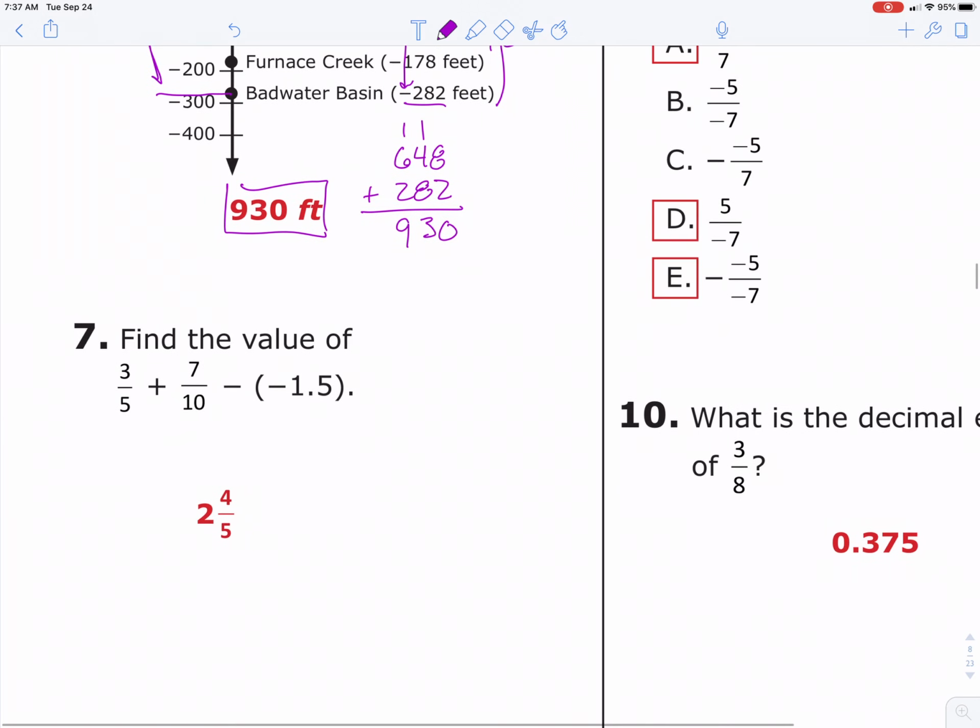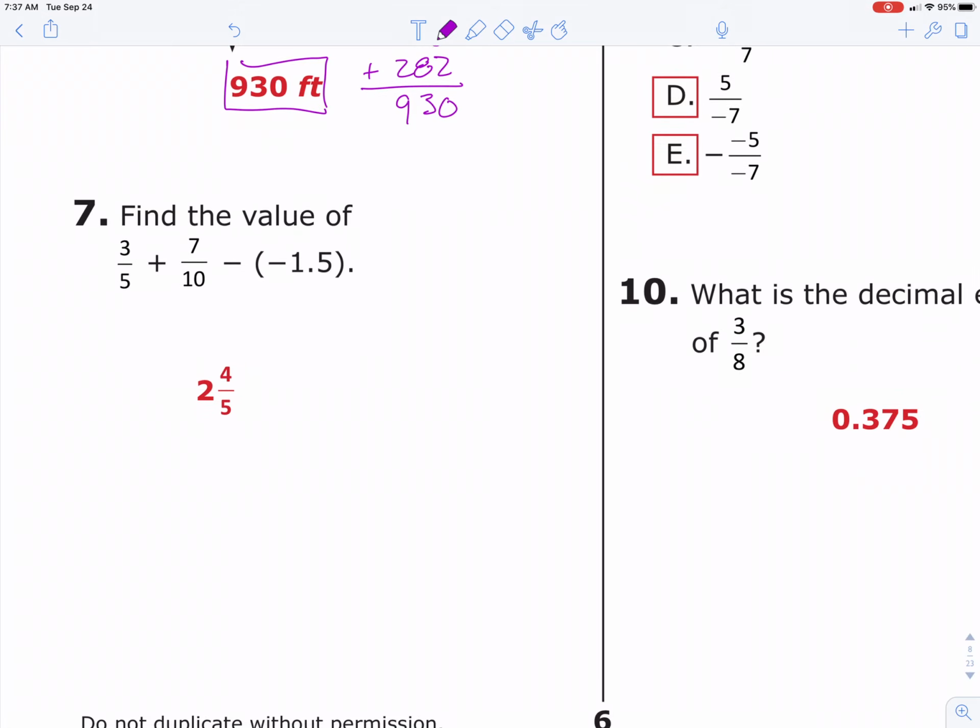Find the value. Okay. Not terribly difficult. Remember, you can turn that into a fraction. So we'll have 3/5 plus 7/10 minus a negative. Remember, minus a negative becomes plus. When you're taking away bad, things are getting better. That makes positive.